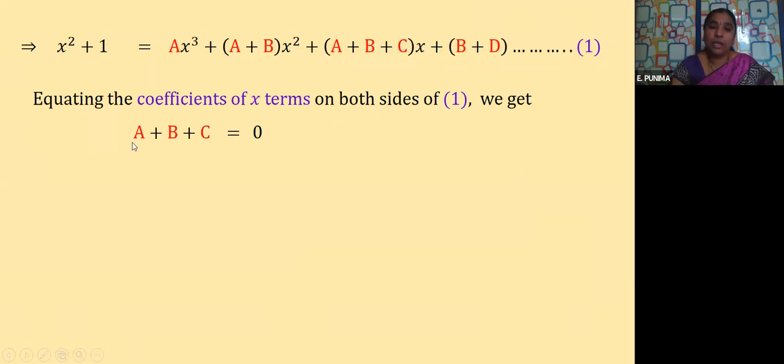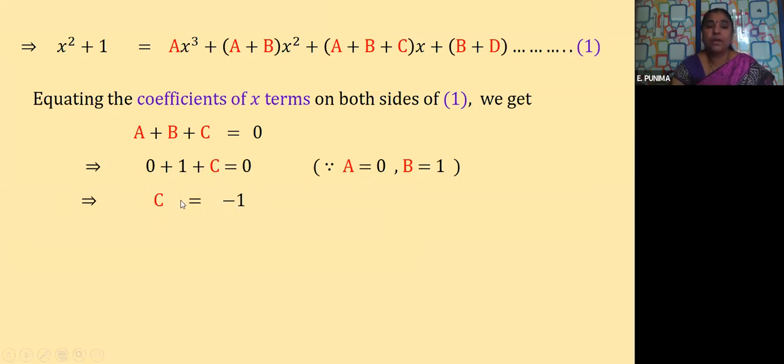Now in this equation, which values do we know already? Yes, you are right. Here we know the A and B values. Now it is 0 plus 1 plus C is equal to 0, since A is equal to 0 and B is equal to 1. So now 0 plus 1 is 1. This 1 goes to the other side. So what happens here? It becomes minus 1. So now we got the value of C as minus 1. So next, what is left to equate?